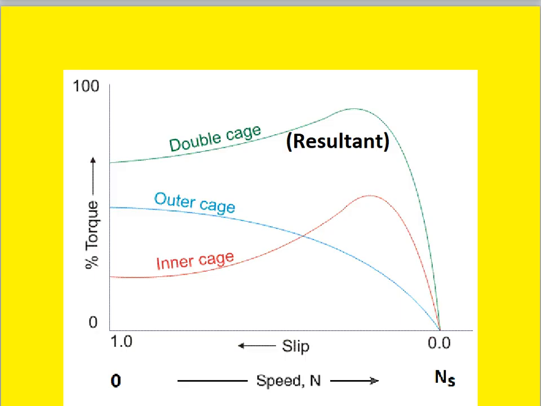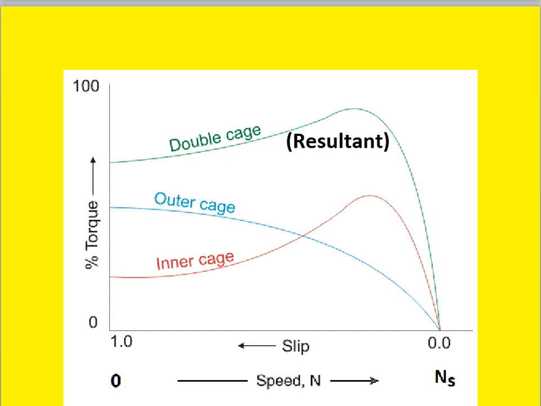Once the motor picks up speed, that is, under normal conditions, the inner cage rotor has low resistance compared to the outer cage resistance, so as a result more current will flow through the inner cage. So under running conditions, high torque is produced in the inner cage circuit.